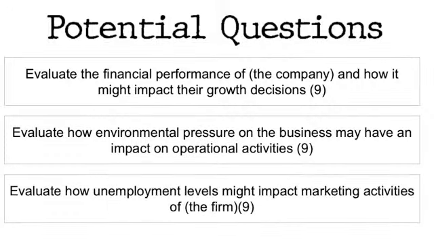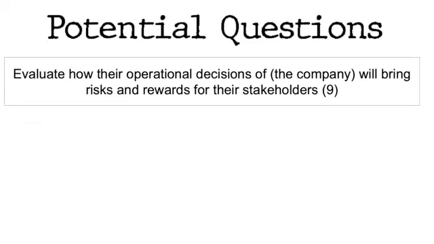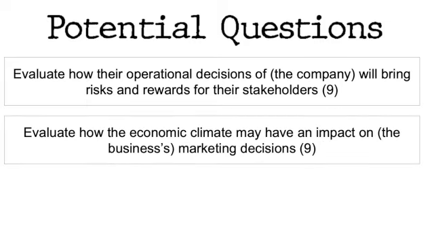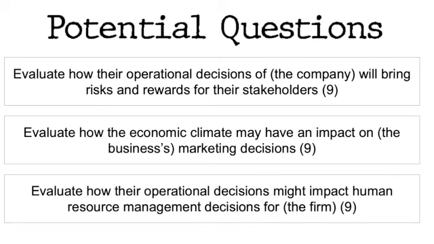Another one: evaluate how unemployment levels might impact marketing activities of the firm. That one is based on Unit 6 and Unit 2. Then we've got: evaluate how the operational decisions of the company will bring risks and rewards for their stakeholders. Evaluate how the economic climate may have an impact on the business's marketing decisions. And evaluate how their operational decisions might impact human resource management decisions for the firm. And these are just possible revision questions that you could look into in preparation for this 9 marker.